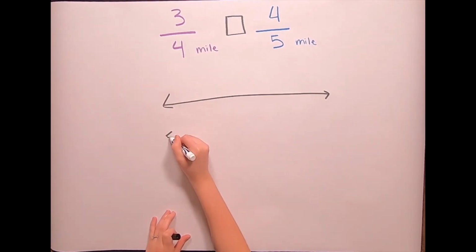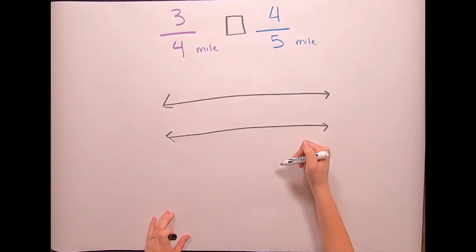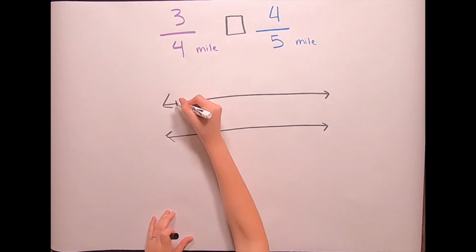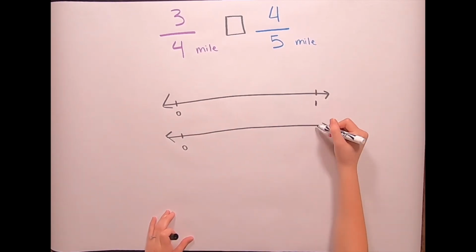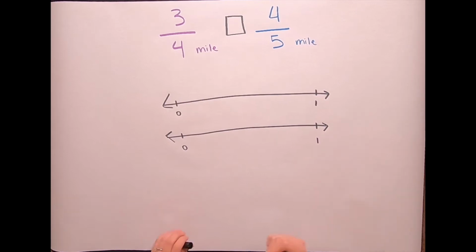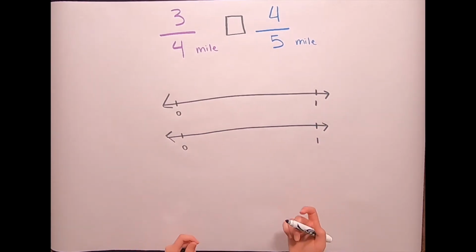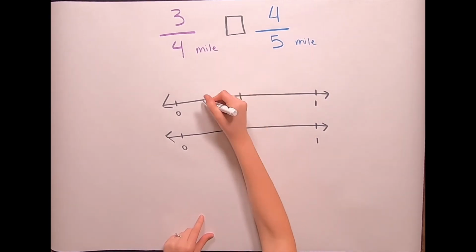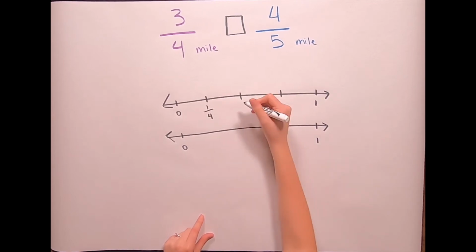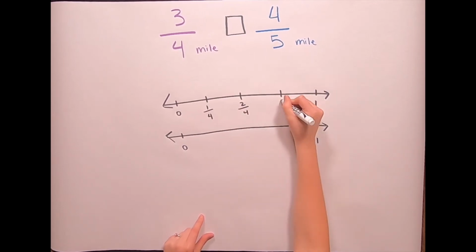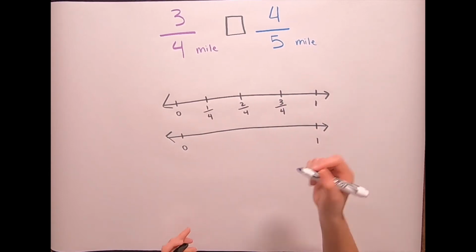Remember, when comparing fractions, we want the number lines to be one on top of the other so that we can see which one is greater. They'll both start at 0 and end at 1 mile, which is our whole. The first number line will be drawn exactly the same as we did last time. We have 4 parts in our fraction, so we'll jump by 1/4, 2/4, 3/4, and 4/4, or our whole.